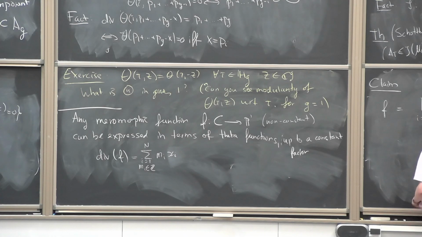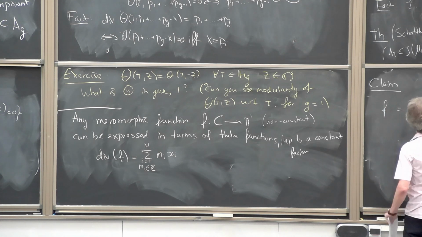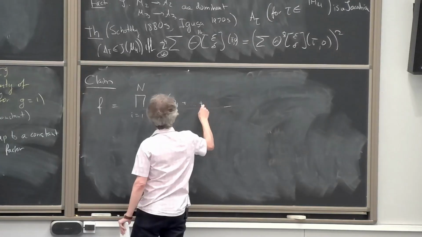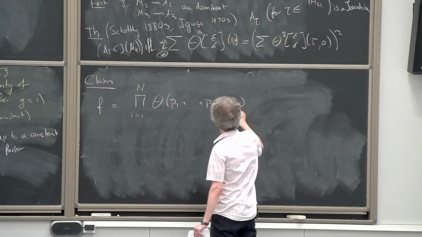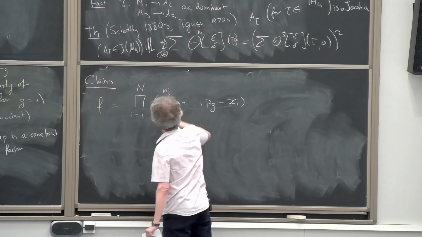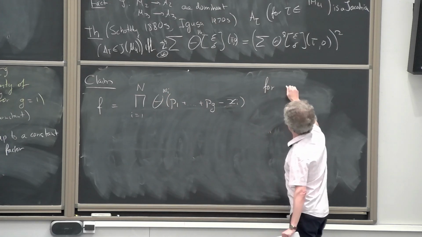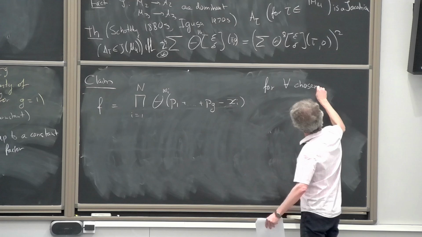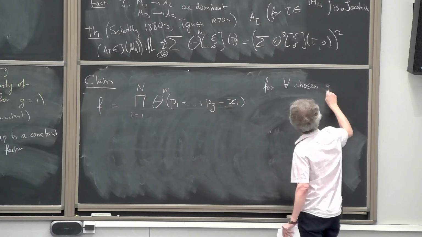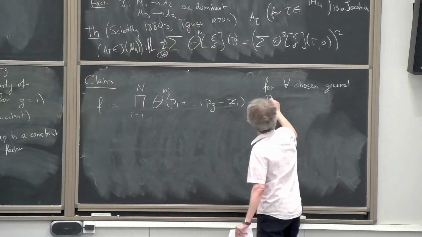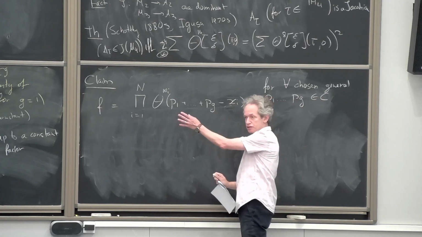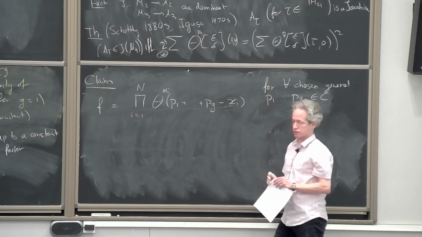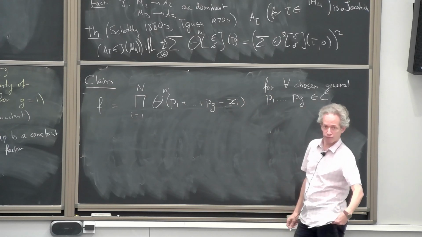And I'm just going to write here theta of p1 plus dot dot dot plus p_{g-1} minus xi, to the power mi, for any chosen sufficiently general p1 through p_{g-1} in the curve C. Sufficiently general means they should be all different, they should be generic, they should be different from all the axes. That's a formula. This is just an explicit formula.